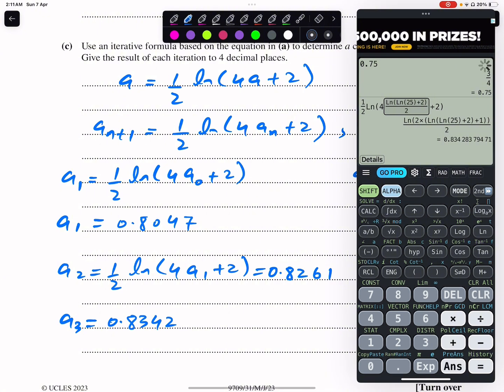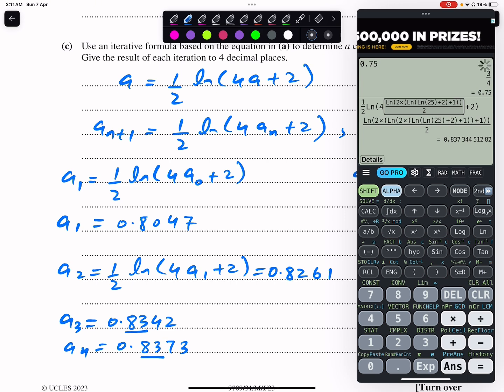Press one more time equal. The calculator is very slow, students. Now a4 is 0.8373. So up to 2 decimal places, you can see that this is still not repeating. The first value is 0.83 and the second value is 0.84.